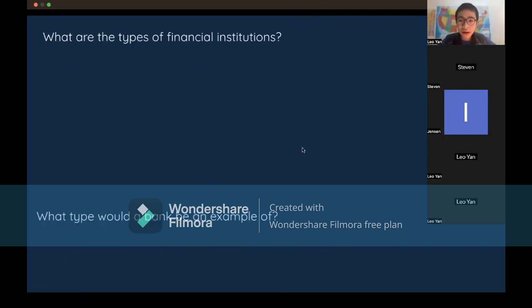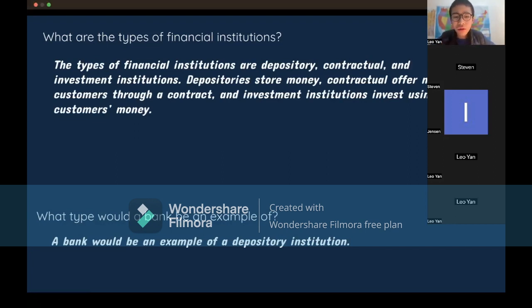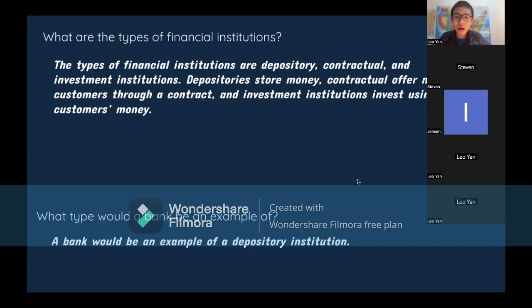What are the types of financial institutions they are, and what would a bank be an example of? So financial institutions are basically any type of, I don't want to use the word company because that's kind of too specific. It's any type of organization that deals with money, basically. And the types of financial institutions there are depository, contractual, and investment institutions. So what are each?